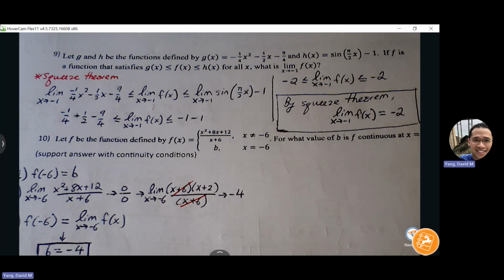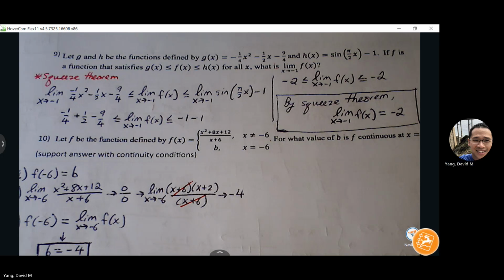Number 9 is squeeze theorem. You can tell it's a squeeze theorem when you have 3 functions and they're asking you for the limit of the unknown middle function, but they give you enough information where you can find the limit of the outer functions.